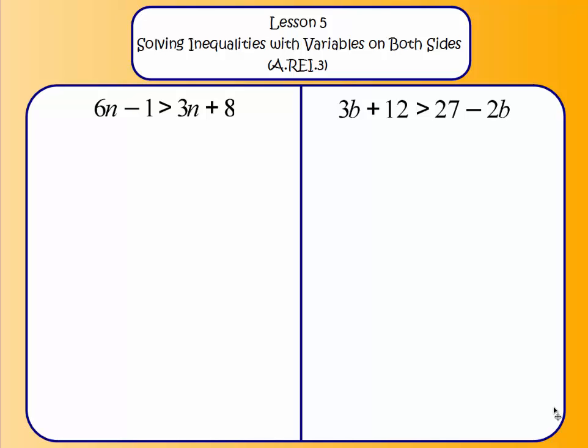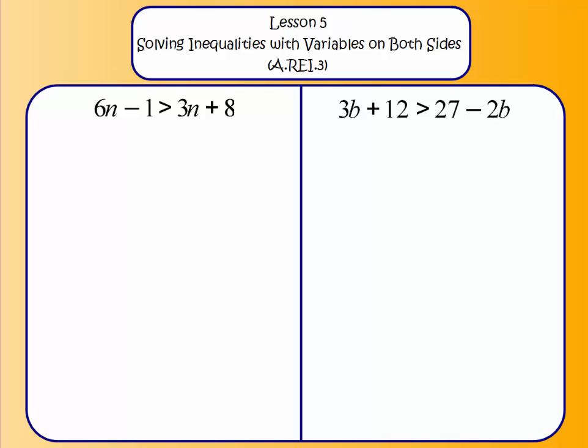Now, I've showed you in class there's also other ways to not have to ever divide by a negative number, and we're going to try to do that as much as we can when we solve inequalities with variables on both sides. Let's take a look at the inequality on the left. We have 6n minus 1 is greater than 3n plus 8.